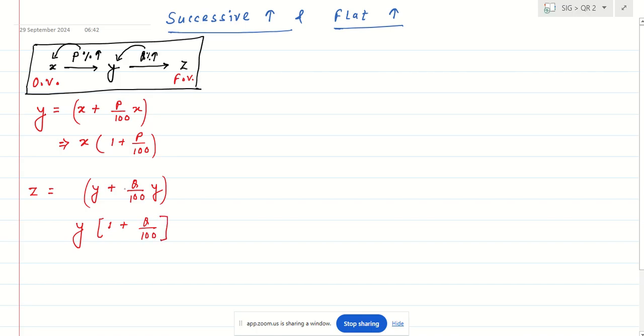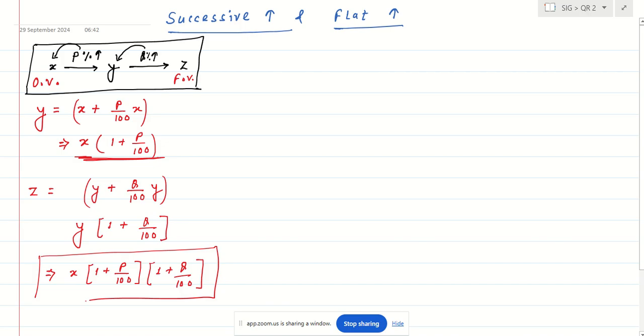Now, do I know the y value? Of course I know. Plug in the y value from the previous expression. So from here, this is the y value. Let's plug in here. What will I get? x into 1 plus p by 100, this value of y, and plug in the same value here, 1 plus q by 100. That is the final expression required, everybody, when there is a successive increment, to find the final value.